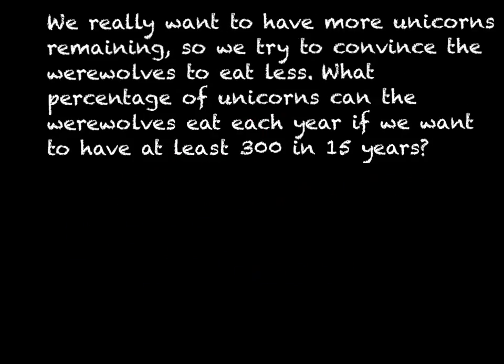It makes us really sad that all of these unicorns are dying, so we're going to try to convince the werewolves to eat less. What percentage of the unicorns can the werewolves eat each year if we want to have at least 300 in 15 years? So again, we're going to use this formula, 1 minus r to the t. A is still equal to 500, and now what we're trying to do is solve for r.